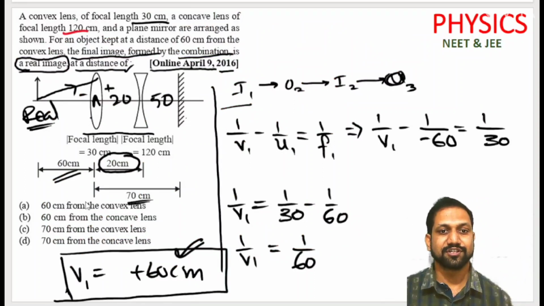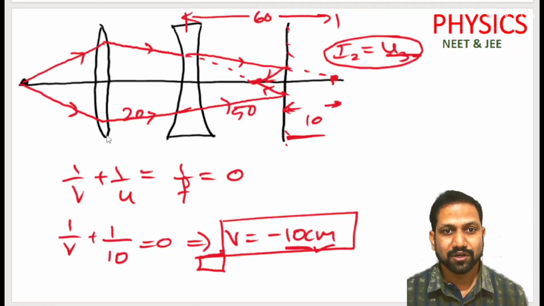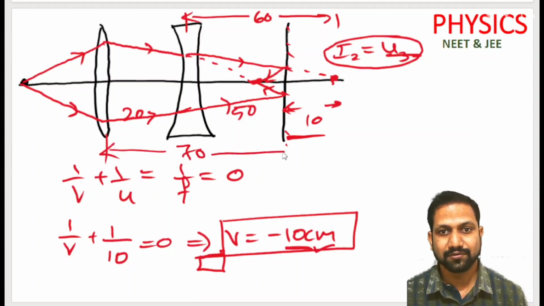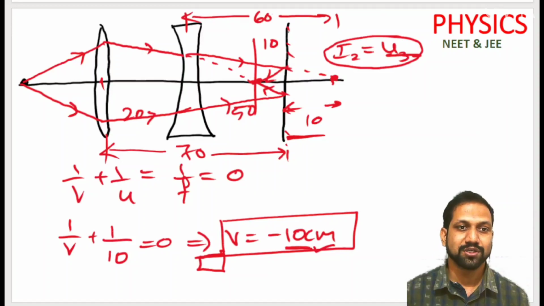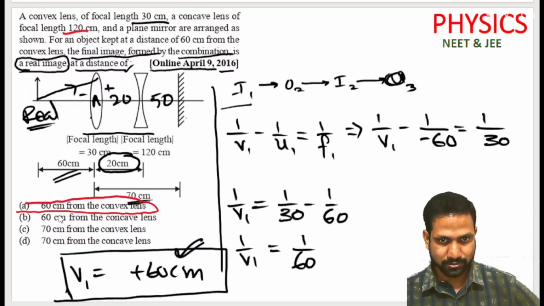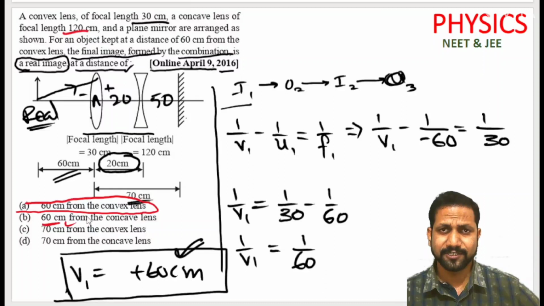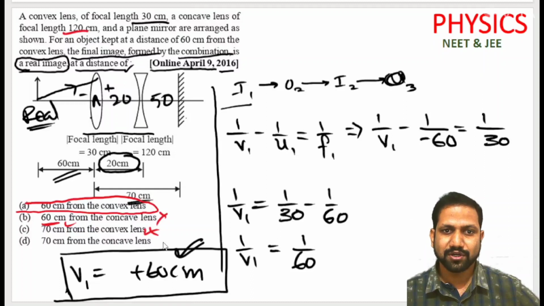Then let us see the options. First option, 60 centimeters from the convex lens. Yes, obviously, because if you see the diagram, from the convex lens to the plane mirror the gap is 70. From the concave lens to the plane mirror the gap is 50, and this gap is 10. So obviously from the convex lens to the real image the distance is going to be 60 centimeters. So option A will be the correct option. Let us see the other options also. From the concave lens 60 centimeters, they say, it is wrong. Next, 70 centimeters from the convex lens, that is also wrong. And option D, 70 centimeters from the concave lens, that is also wrong. So the first option is going to be the correct option.